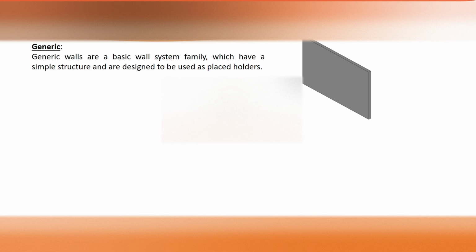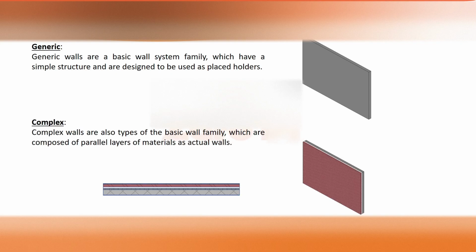What is a generic wall? Generic walls are a basic wall system family which have a simple structure and are designed to be used as a placeholder only. Whereas complex walls are also types of the basic wall family which are composed of parallel layers of materials such as the actual walls.